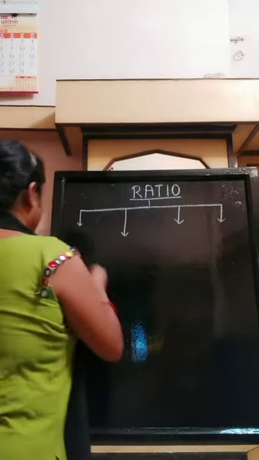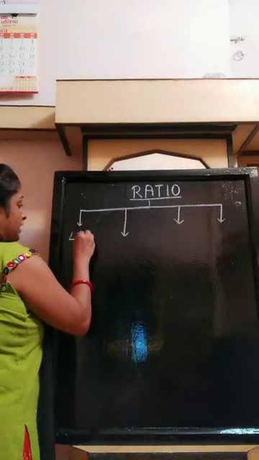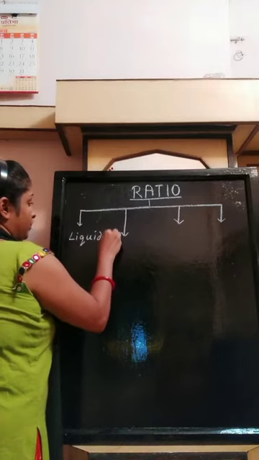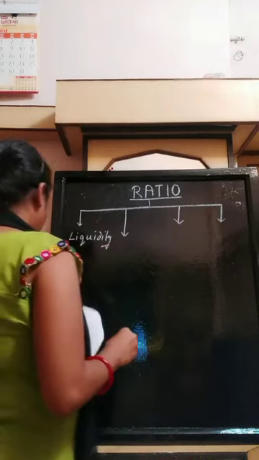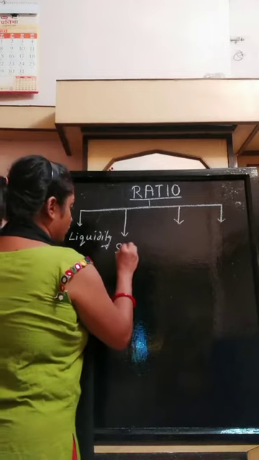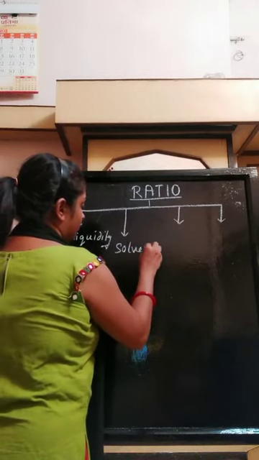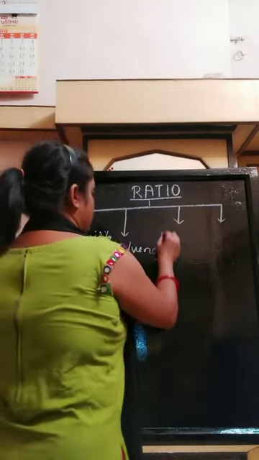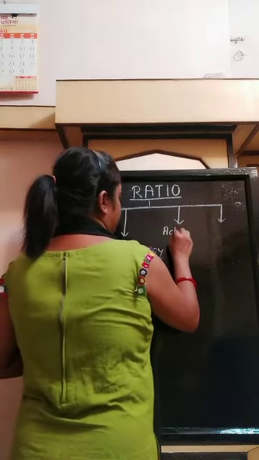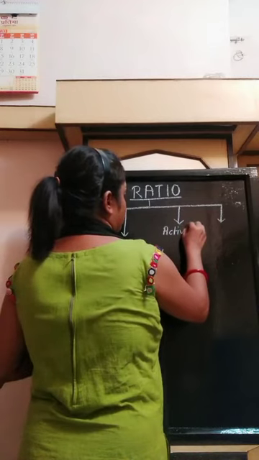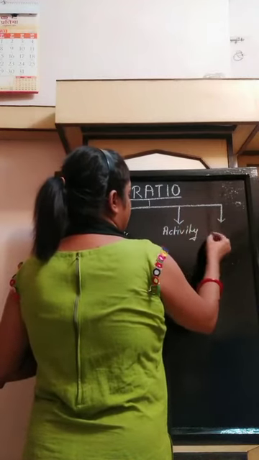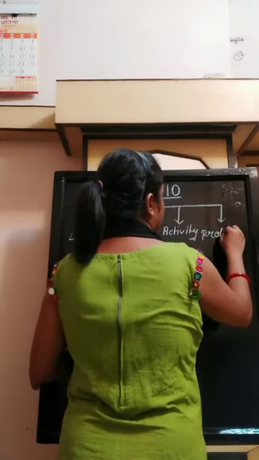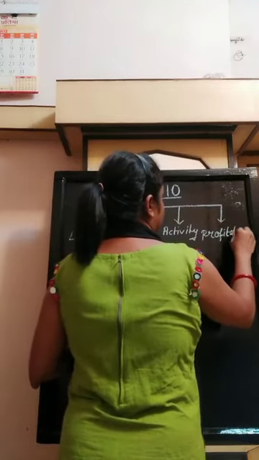Number one, which is very important, is liquidity ratio. Number two is solvency ratio. Number three is activity ratio. And number four is profitability ratio.